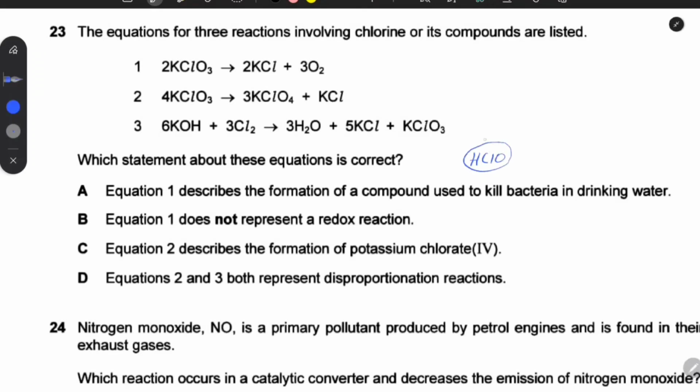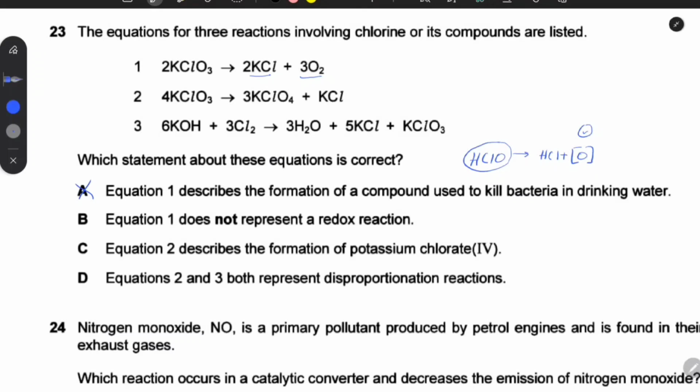When you perform chlorination of water, this compound will form, and further when this compound breaks, it will make two substances. One is hydrochloric acid and the other one is nascent oxygen, atomic oxygen, which is very reactive, and this is the main substance responsible for killing bacteria. Here in equation 1 we have potassium chloride and molecular oxygen, so that is why option A is incorrect.